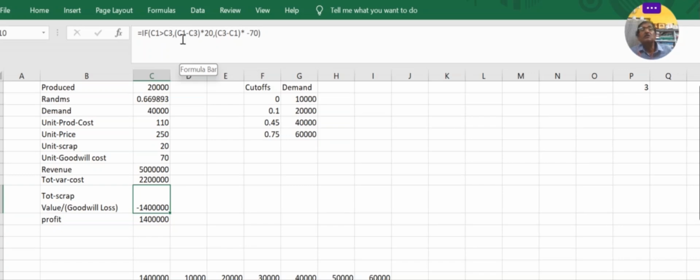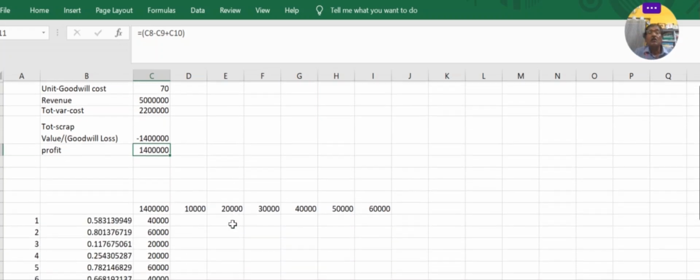It is C3 minus C1. C3 is more, demand is more. This is the excess demand amount multiplied by minus 70, because it is to be reduced. And this is the goodwill loss, and this is the formula C8 minus C9. C8 is the revenue, C9 is the variable total cost, and plus C10, but the sign is negative, so it is subtracted. In this way you will get the profit.